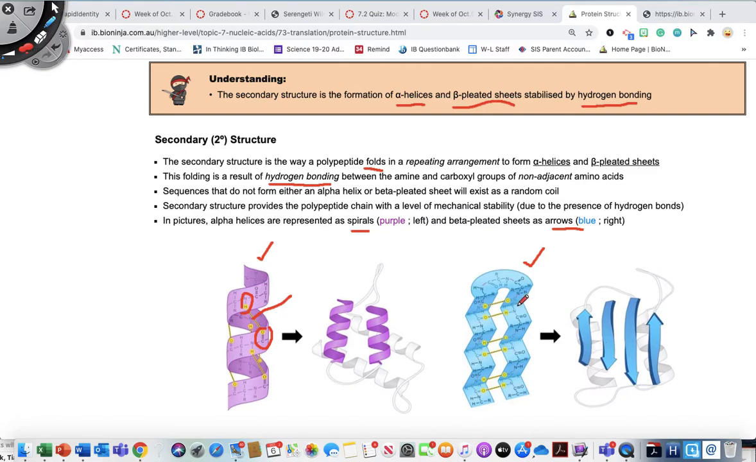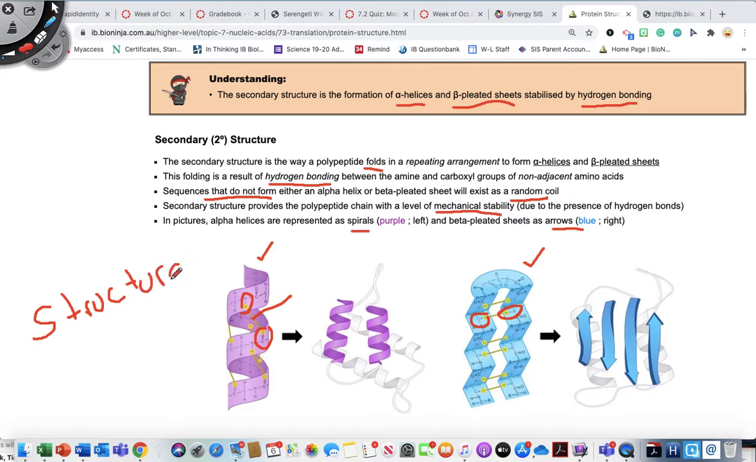So here we also see the amine group right here and the carboxyl group right here, and then we see the hydrogen bond here in the middle. And keep in mind that sometimes you have sequences that do not form either alpha helixes or beta pleated sheets, and they're just going to exist as a random coil. Okay, so this hydrogen bonding that just happened here, this allowed for some type of mechanical stability. So this means that proteins that are of secondary structure are usually found to have a function of structural support.